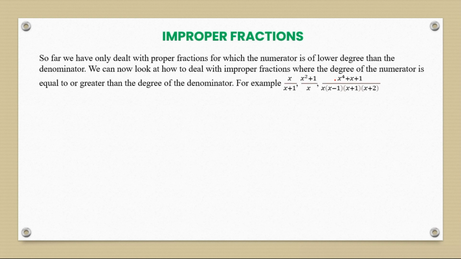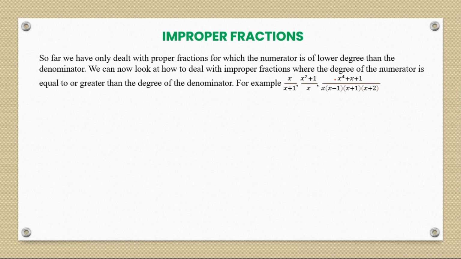Alright, so next we look at improper fractions. We've mentioned and given a hint of these before, and we've talked about how we change them into mixed fractions, but now we're going to look at them in more detail. So far we have only dealt with proper fractions, for which the numerator is of lower degree than the denominator. But now we can look at how to deal with improper fractions, where the degree of the numerator is equal to or greater than the degree of the denominator.